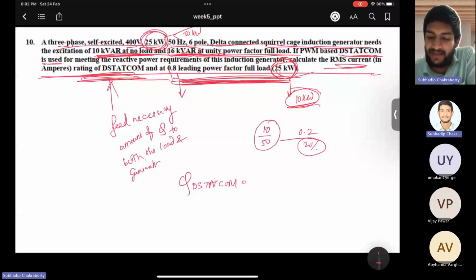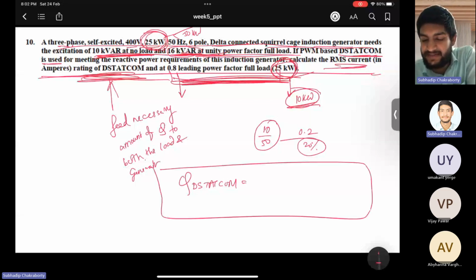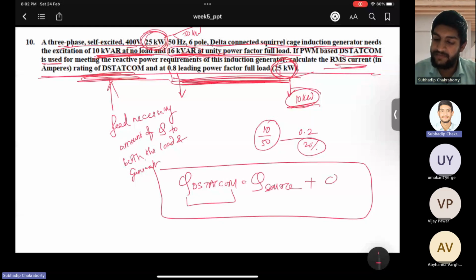So what will you write here in the power balance? Power balance means I am just balancing the amount of reactive powers that the DSTATCOM has to provide. We know DSTATCOM has to provide both to the source and to the load. So what is Q load? What shall I write here? Some minus, right? Minus over, you have the 25 kilowatts.